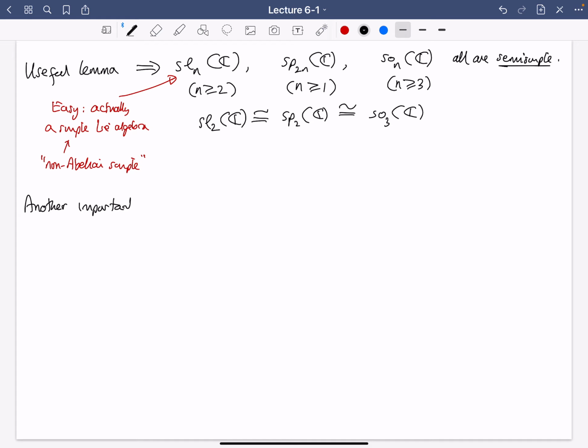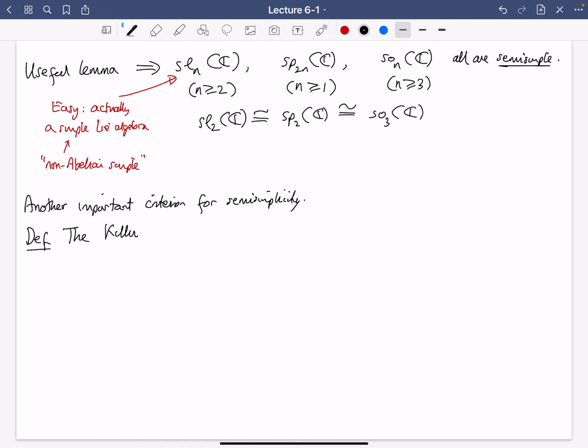So that useful lemma from last time, that was a very easy way to prove that some given Lie algebra is semi-simple. There's another important criterion for semi-simplicity, which I want to talk about today. Honestly, it's not as practical to use this criterion to prove that some given Lie algebra is semi-simple, but it's going to be very important theoretically. So this criterion involves something called the killing form.